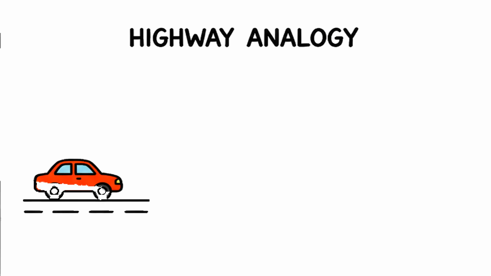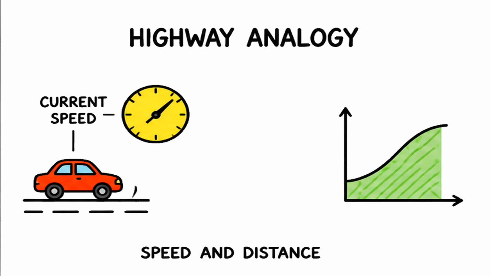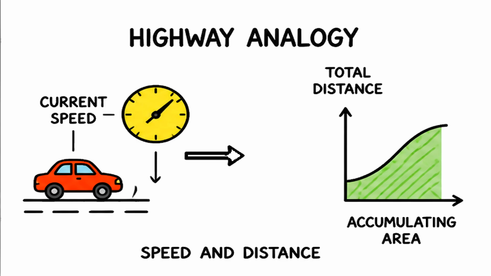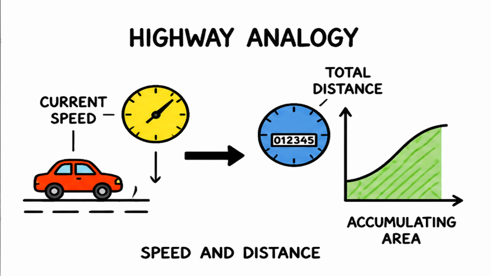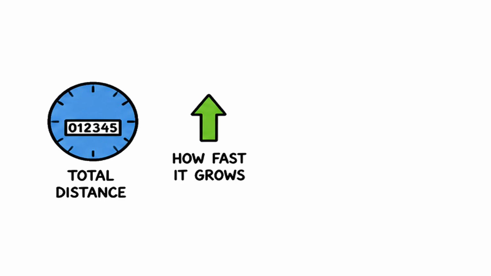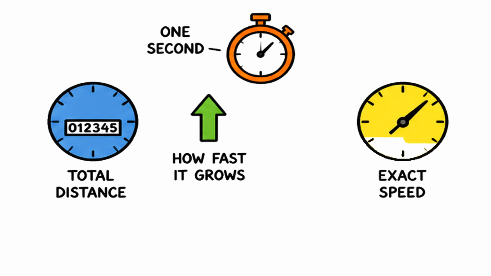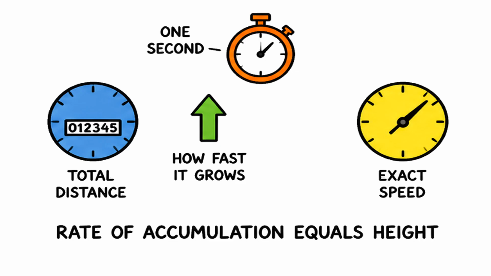Think about a car on a highway. The height of the curve is your current speed. The total area accumulating under the curve is the total distance you have driven. If you measure how fast your total distance grows at any single second, what do you get? Your exact speed. Rate of accumulation equals the height.